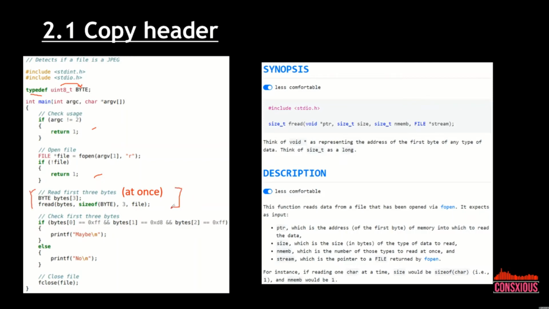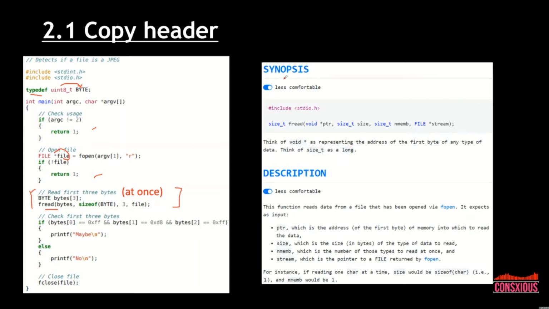This program is designed to read the first 3 bytes. So we renamed it to bytes, and we declare an array of size 3. So fread, there's a format here. You can see the file is the file from here, and the bytes is here, the size of bytes, and 3. So what does all this mean?